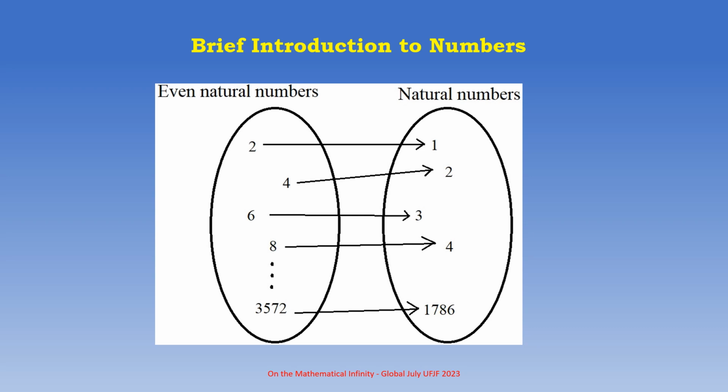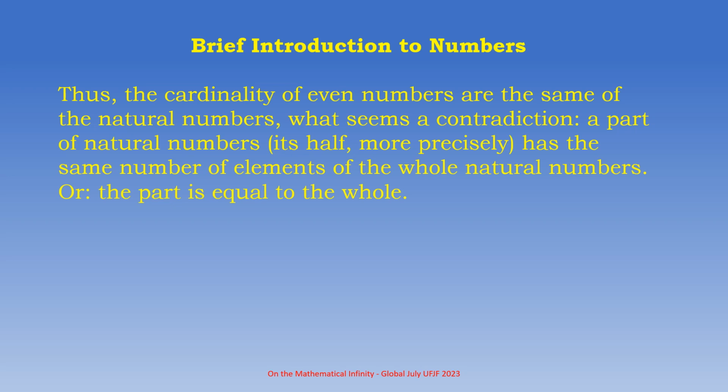But you can extend this set to infinity, to all the even natural numbers. And there will be a bijection between this infinite set and another infinite set, which is the set of natural numbers. Right? I think it is easy to see that, right? Thus, the cardinality of even numbers is the same as the cardinality of the natural numbers. This seems a contradiction, because the even numbers are part of the natural numbers, right? So a part of the natural numbers, half more precisely, has the same number of elements as the whole natural numbers.